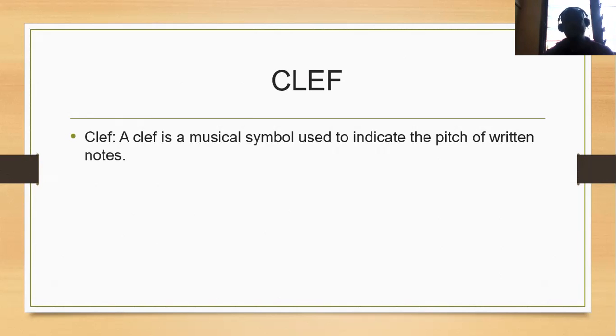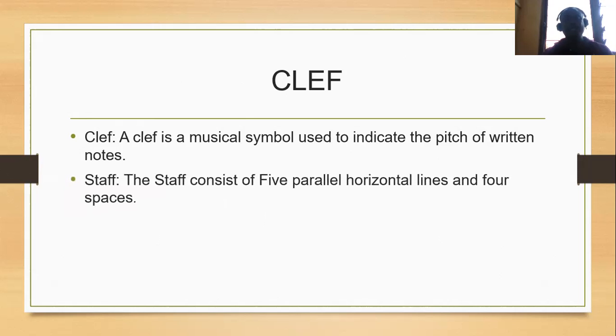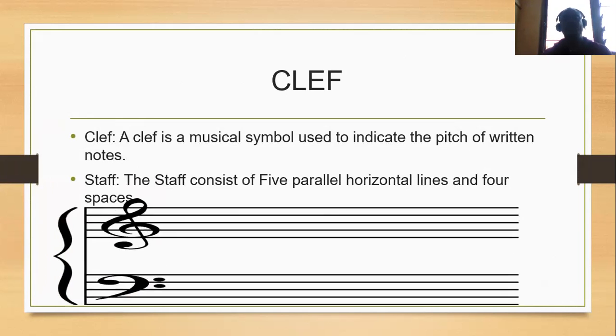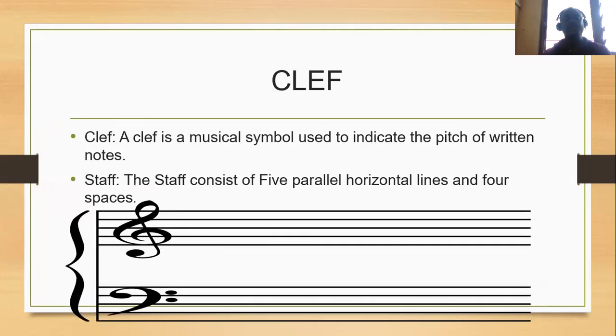Okay, so a clef is a musical symbol. We shall see the symbol very soon. And then what a staff is. A staff consists of 5 parallel horizontal lines and 4 spaces. So you see the lines there. That's a picture of the clef.